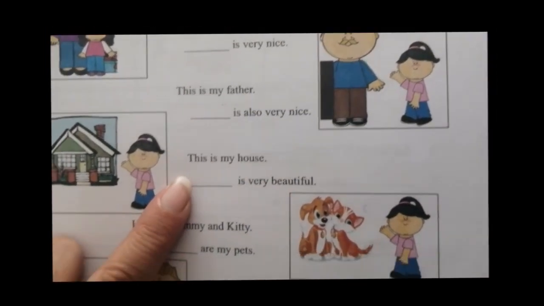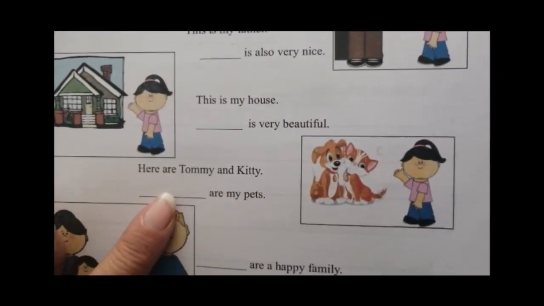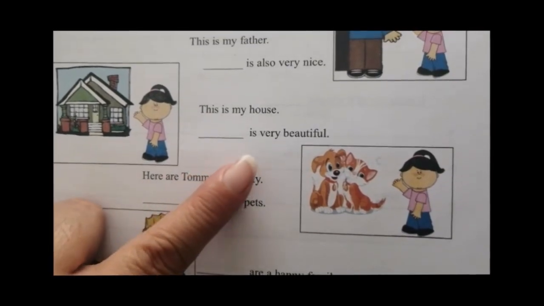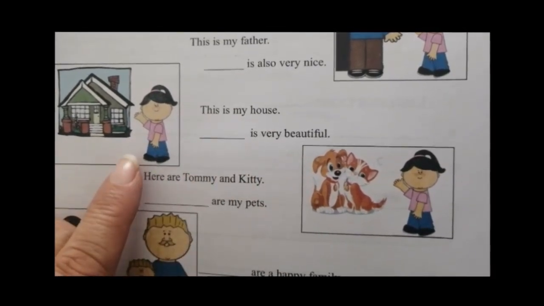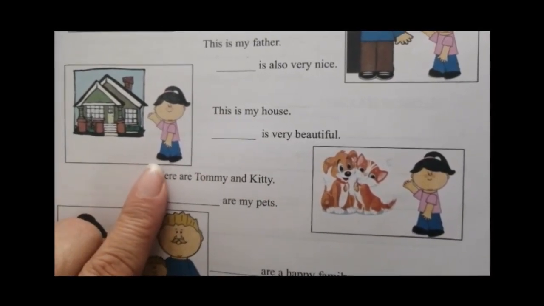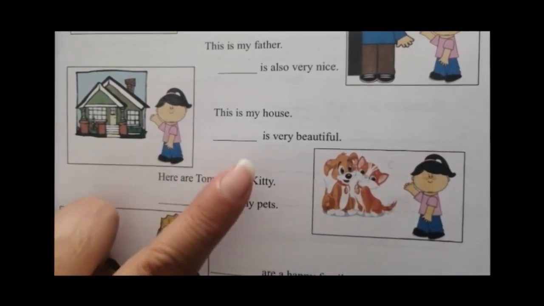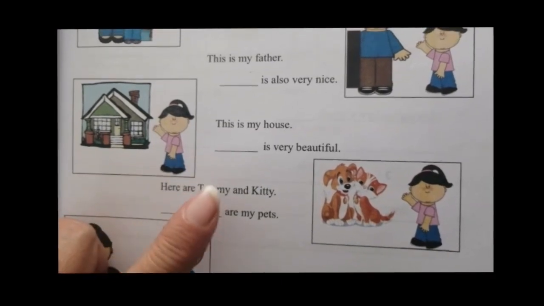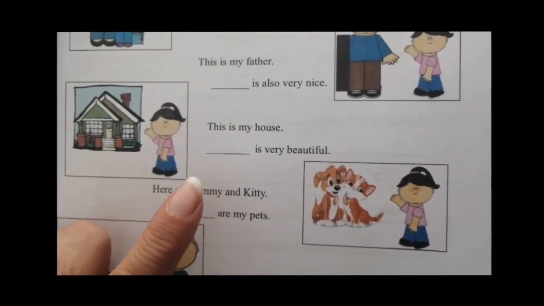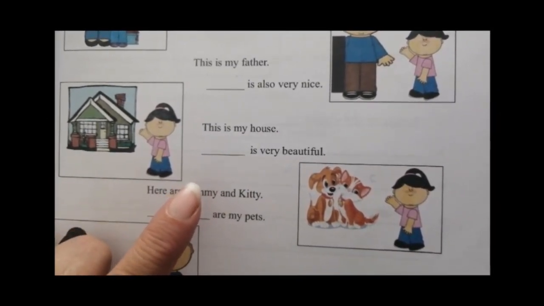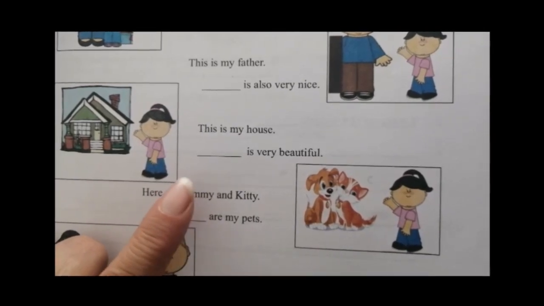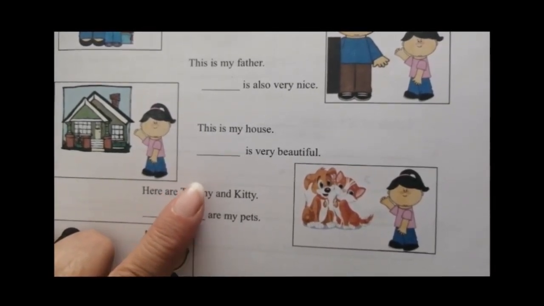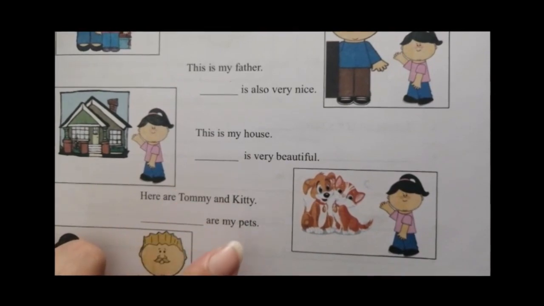Okay, now the next one. This is my house. Dash is very beautiful. So Mona is showing her house. And house is a thing. So which pronoun do we use for a house? House is a thing. Again, I will give you time. You are going to write the pronoun on the book.